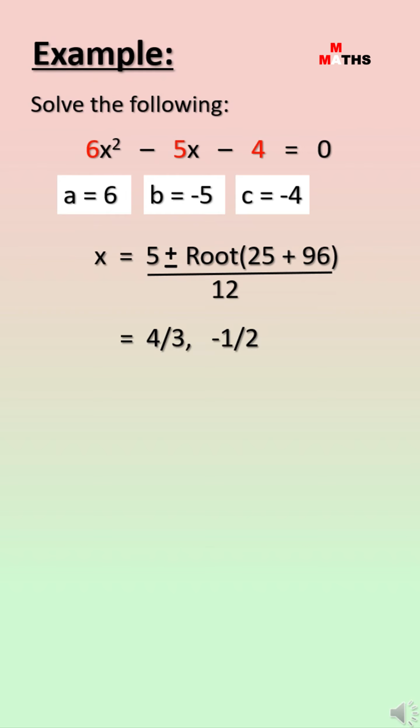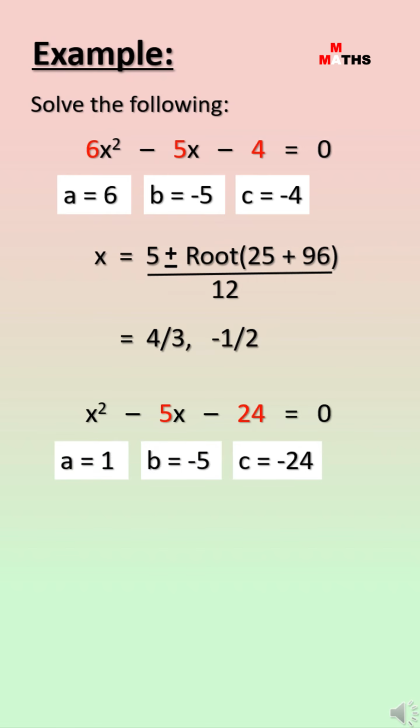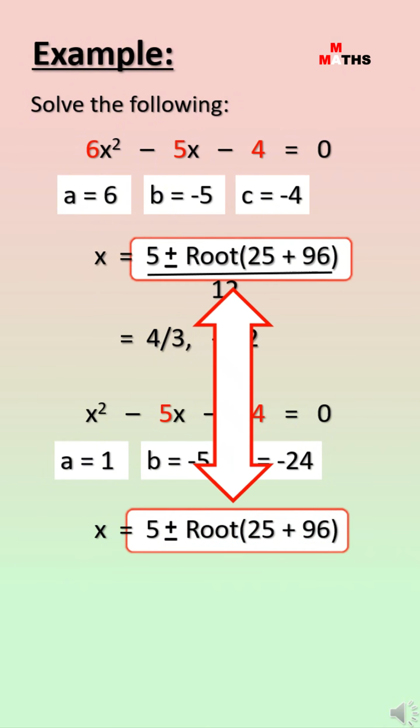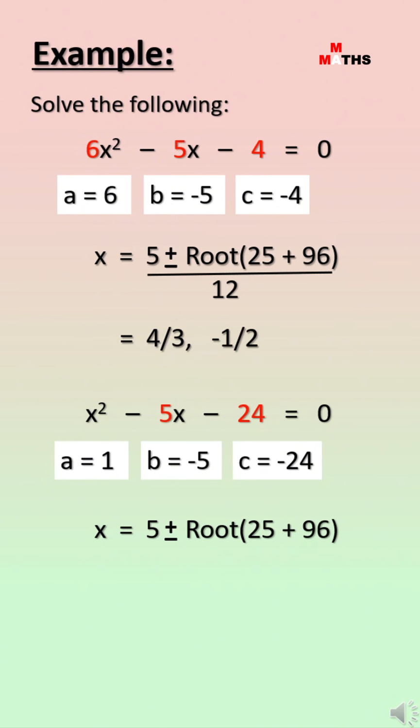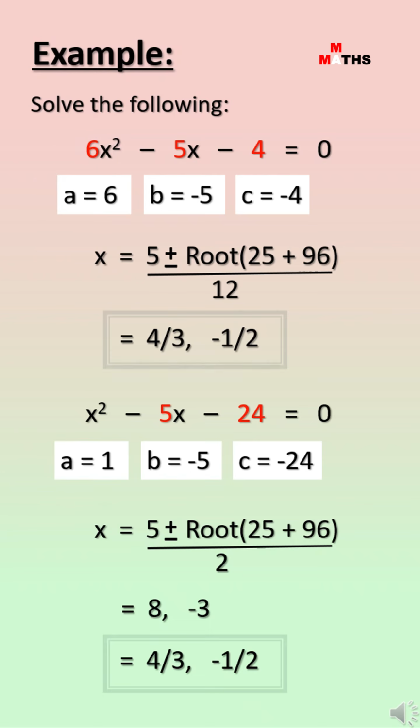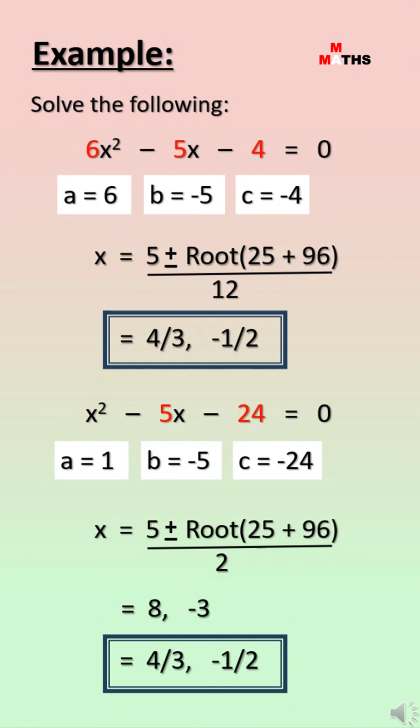Now, let's use our hack. We get x squared minus 5x minus 24 equals 0. Here a is 1, b is minus 5, c is minus 24. Using the formula, we get x is equal to 5 plus minus root 25 plus 96. Same as before, all over 2a. This time a has become 1, so we get all over 2. That gives us 8 and minus 3. Once we divide through by the original leading coefficient of 6, 8 and minus 3 become 4 over 3 and minus 1 over 2 respectively. Those are the roots of the original quadratic.